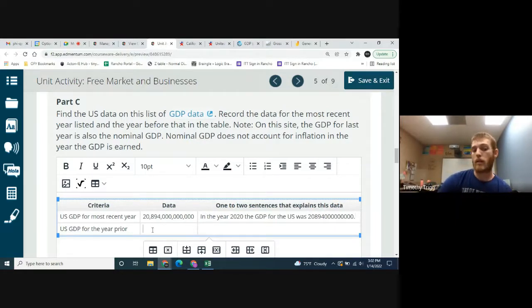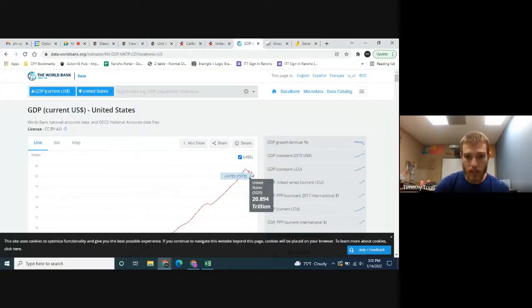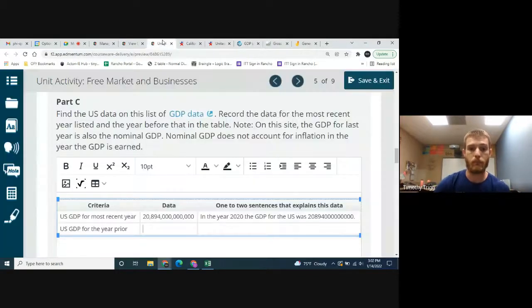And so then we want the year prior to that. So we want to look at 2019 as well. So go back to this and just go over to this point. You can see in 2019, the GDP for the United States was actually higher. You can see there, it's 21.433 trillion.